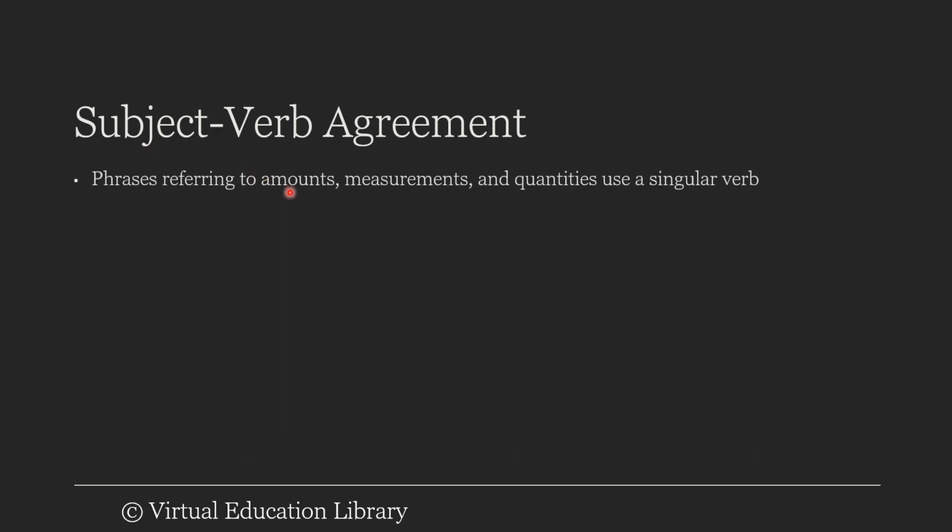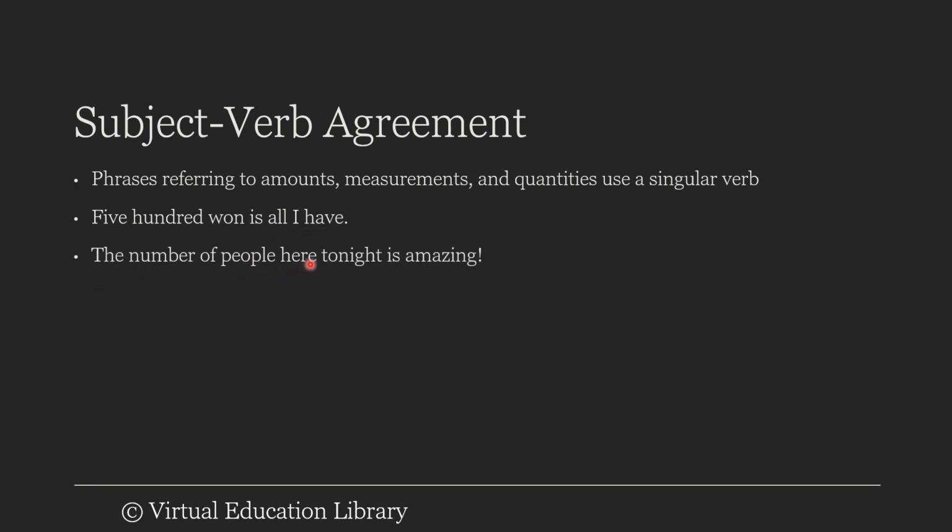Phrases referring to amounts, measurements, and quantities use a singular verb. 500 won is all I have. The number of people here tonight is amazing. You need to use the singular verb is. Three tablespoons of sugar is all I need.